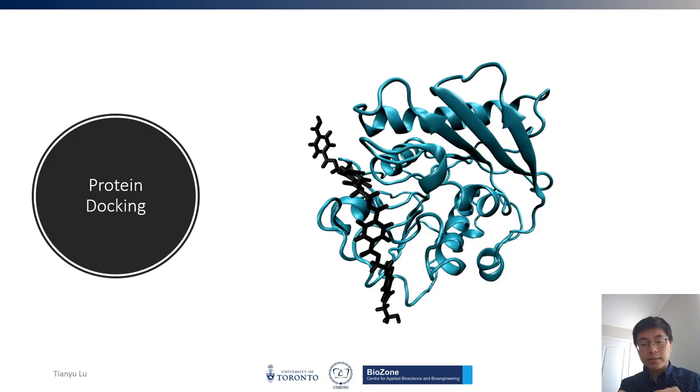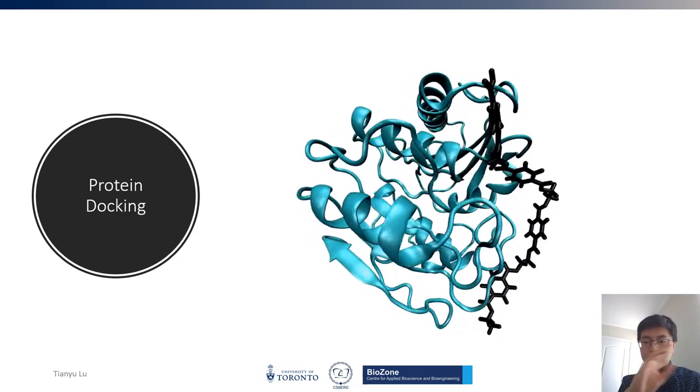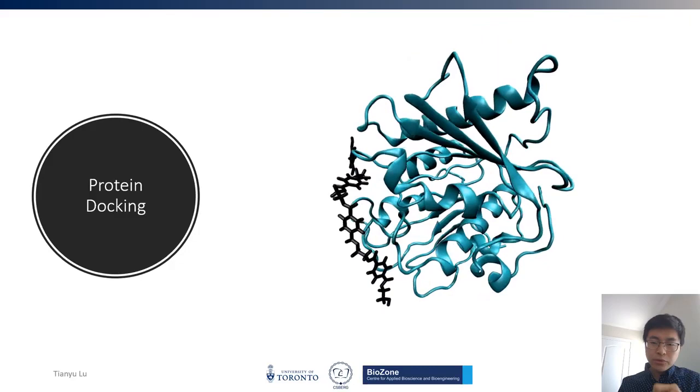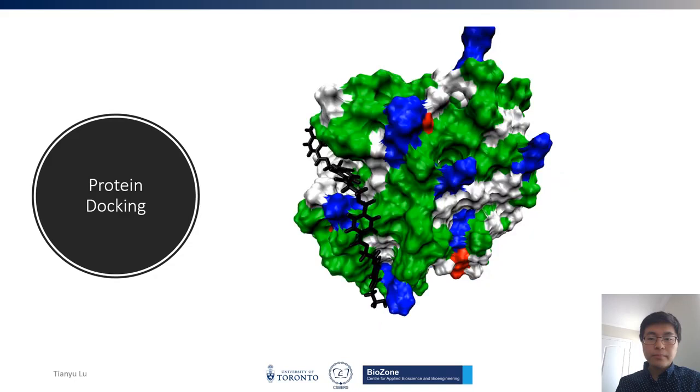So this is what it looks like. And we see it kind of fits in that pocket of the protein, but it's hard to see in this animation. So let's take a look at the next slide. Now, this is the same protein, but in a different representation. It's a surface representation where the different colors indicate the different types of amino acids. And I think it's good to know what the colors represent.